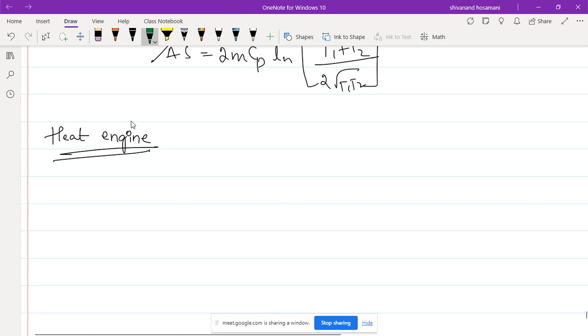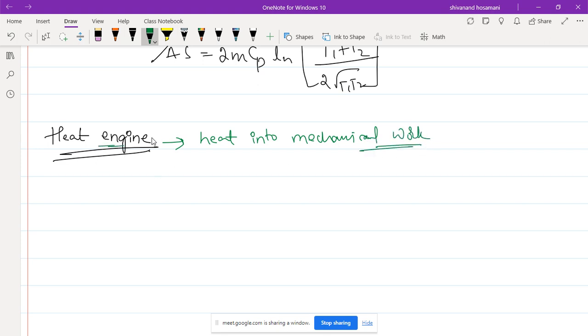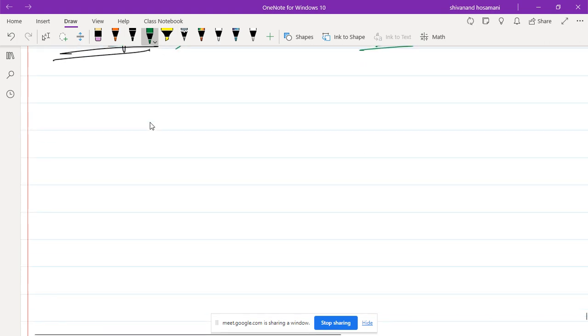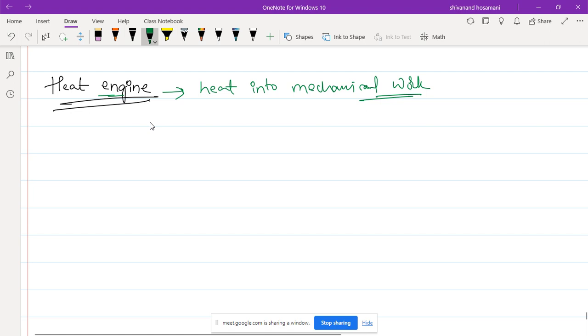Now, a cyclic device that converts heat into mechanical work is called a heat engine. So an engine which converts heat into mechanical energy, or mechanical work, is defined as a heat engine, right? So for example, if you give heat to the system, it does work, and then it throws the rest of its energy into a sink.